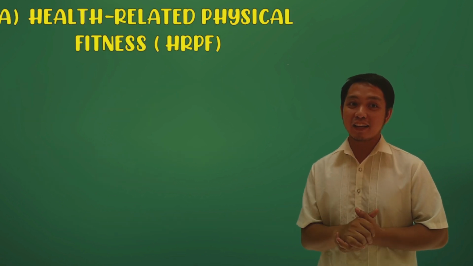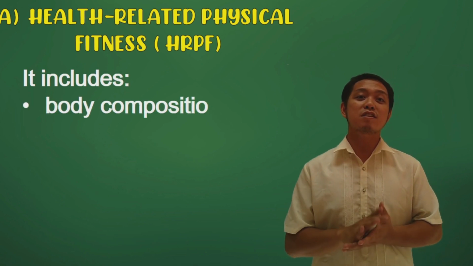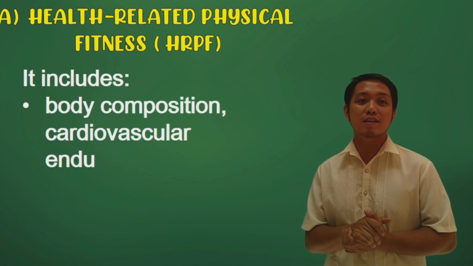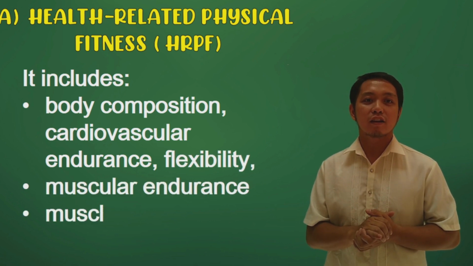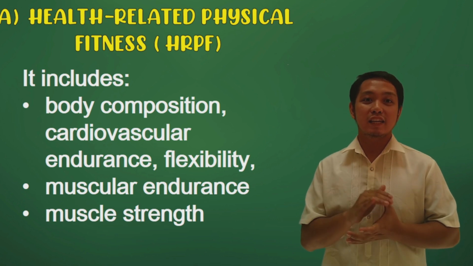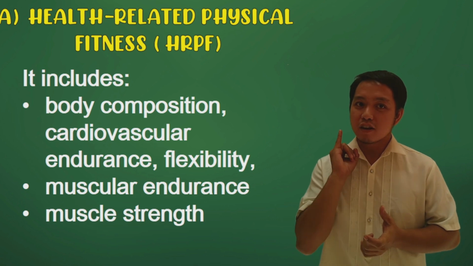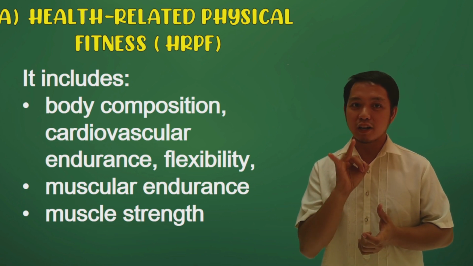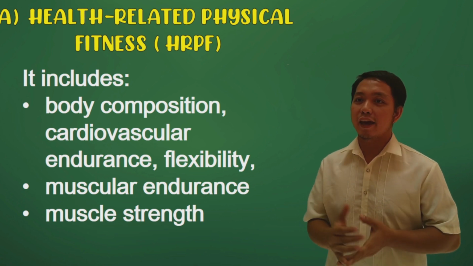In health-related physical fitness, or HRPF, it consists of specific components that have a relationship with good health or a lower risk of illness. HRPF includes body composition, cardiovascular endurance, flexibility, muscle endurance, and muscle strength.